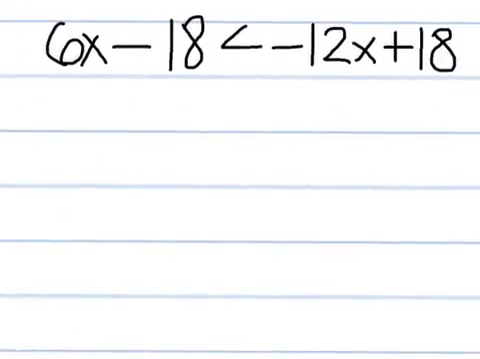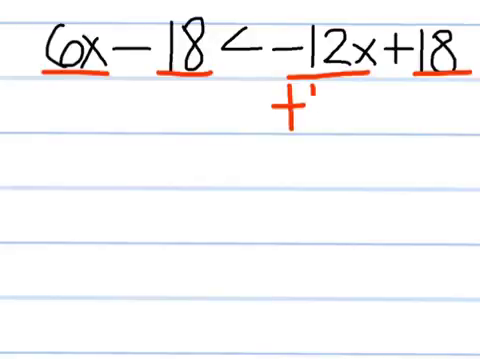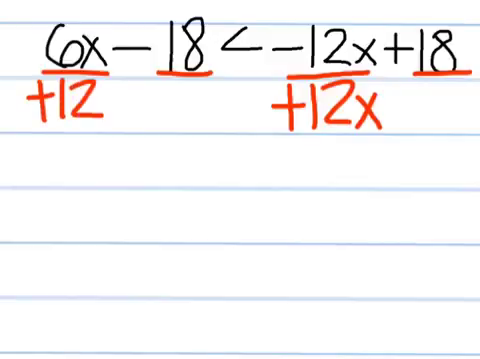Solution for the practice problem. Alright, we want to move our x's, and we want to move our numbers to the same side. Which x do you guys want to move? The 6x? The 12x? That's what I did. Yeah, because that'd be positive. Alright, we'll move the 12x. It's negative, which means we're going to be adding 12x to both sides.